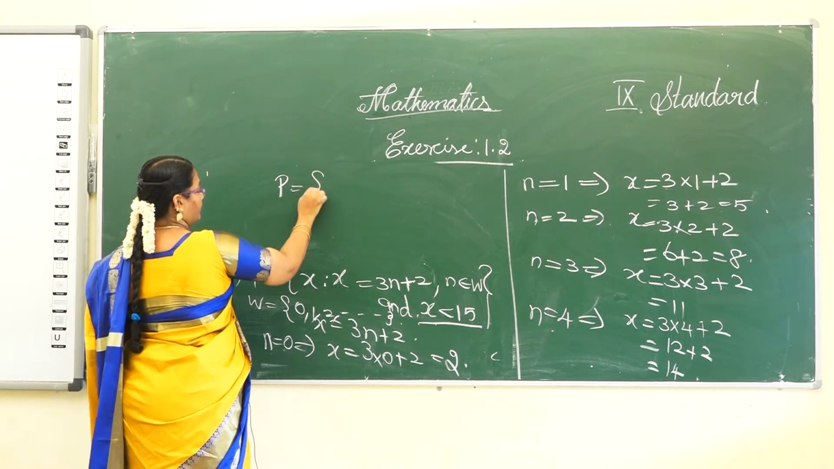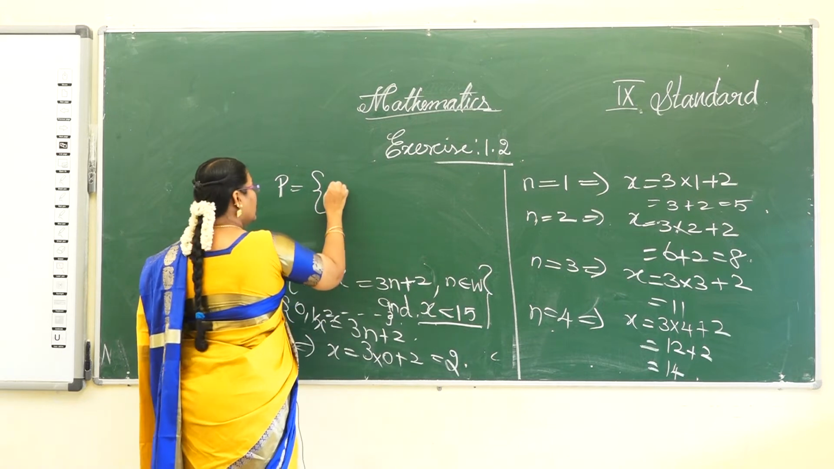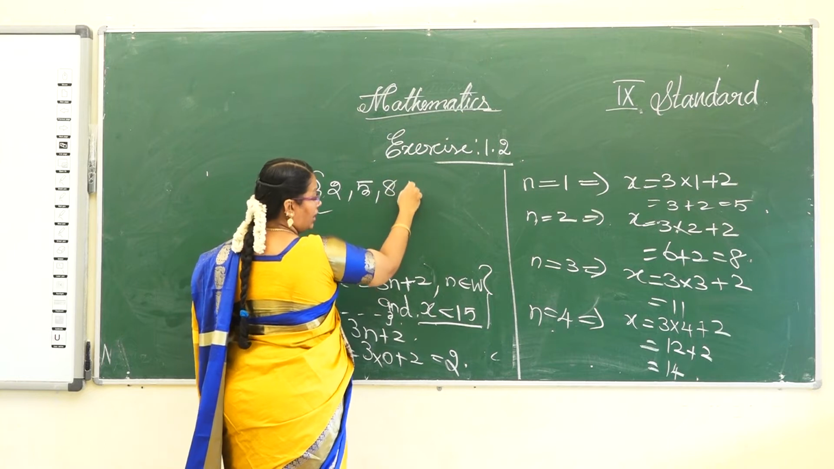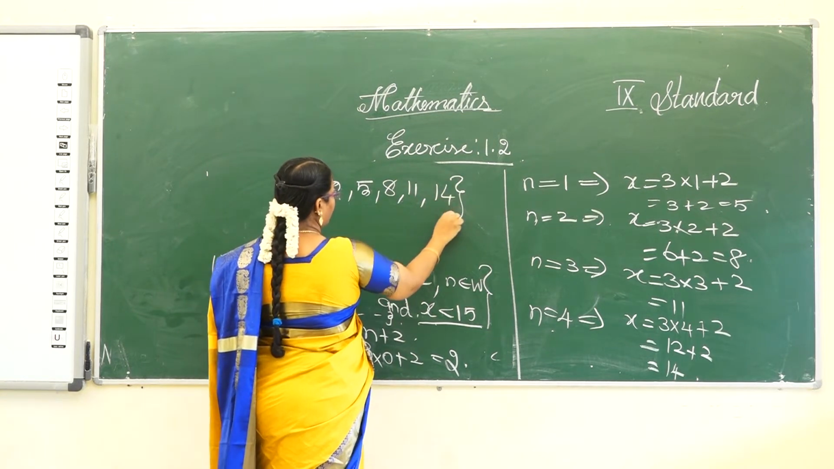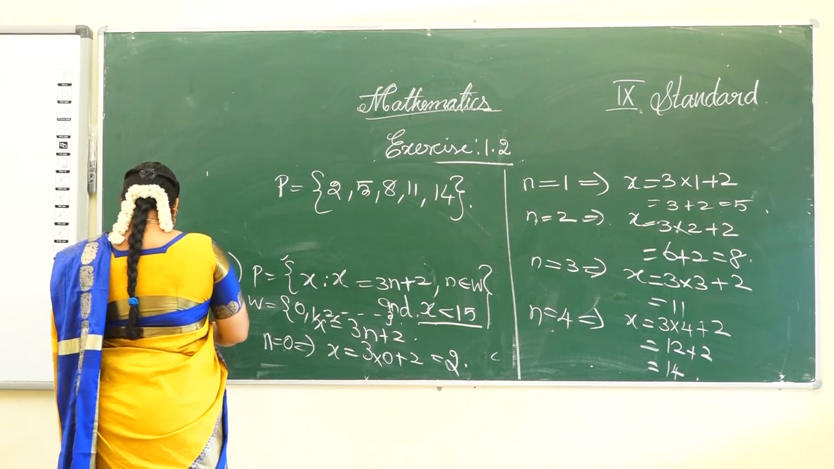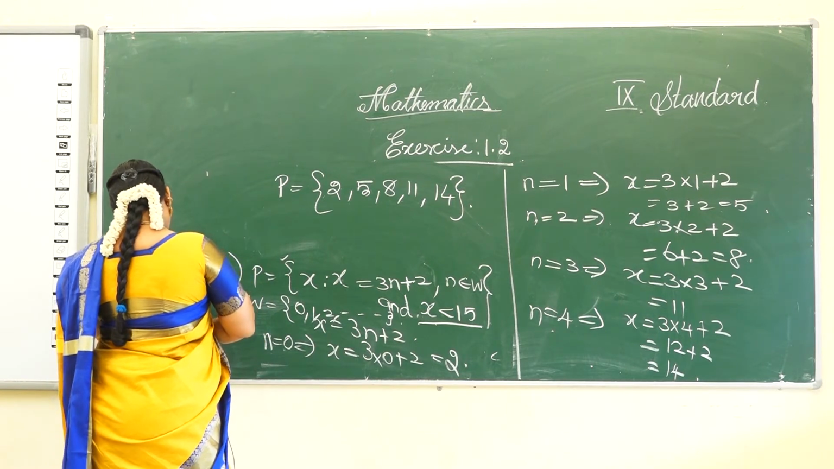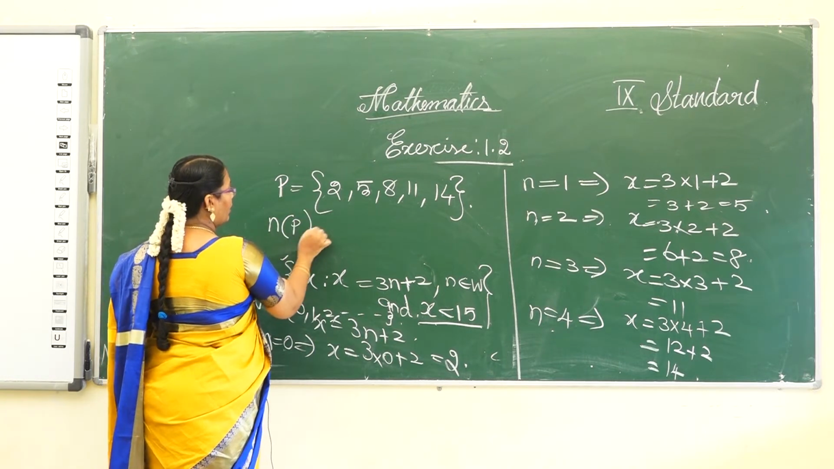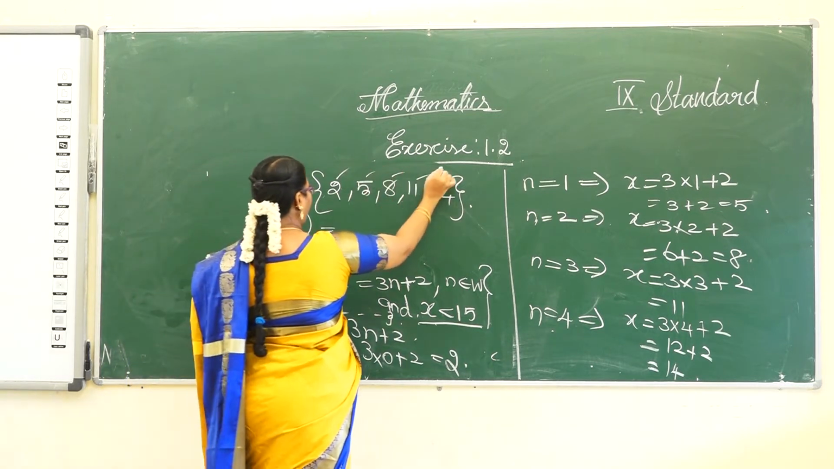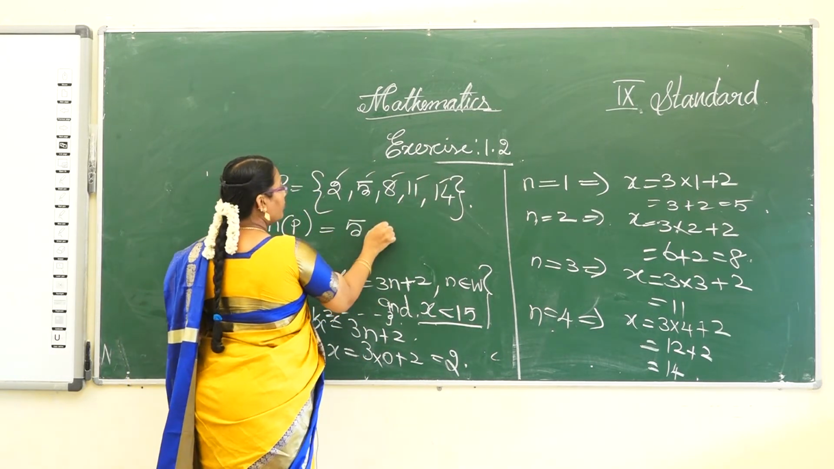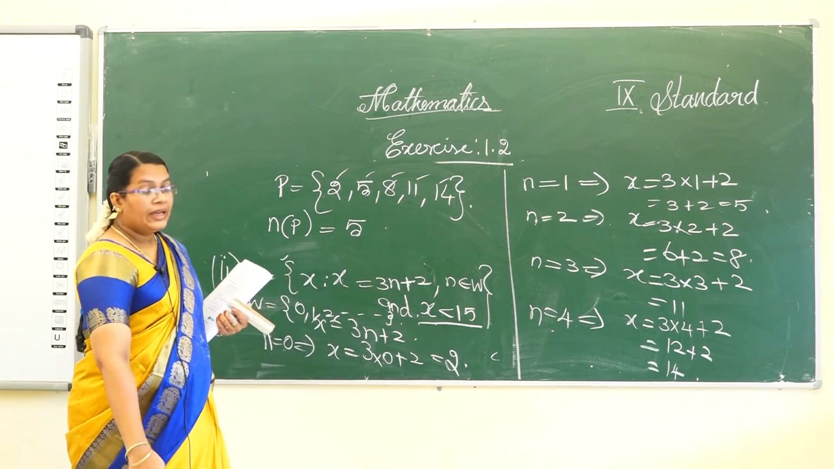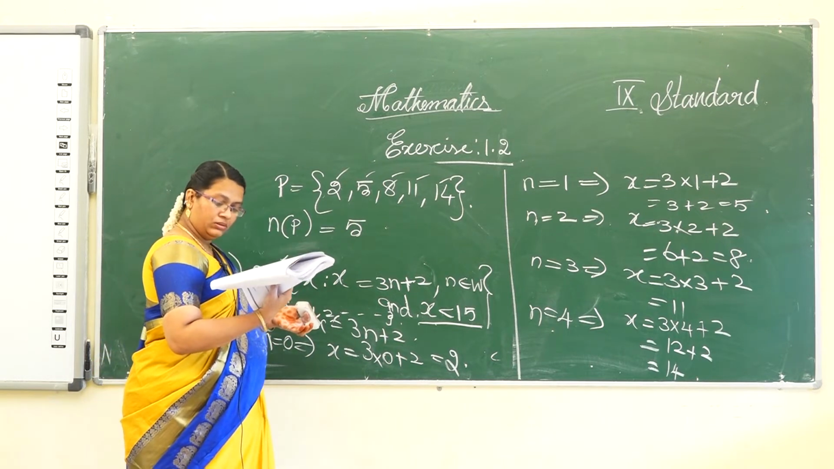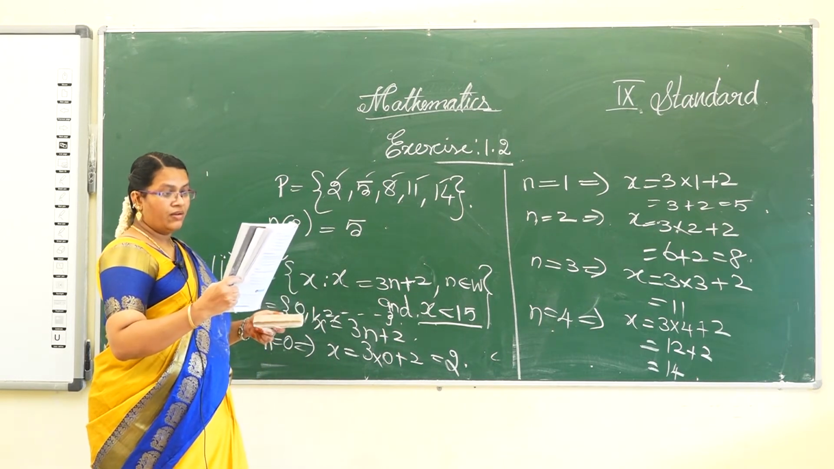P is equal to, what are the elements? The first element found 2, second one 5, 8, 11, 14. Okay, here what do you find out? n of P, the cardinal number of a set. So n of P is equal to how many elements? 1, 2, 3, 4, 5. I hope you all understand. Any doubt? Ask me. Okay. So remaining problems are homework, try to complete, otherwise ask me, I will explain again.